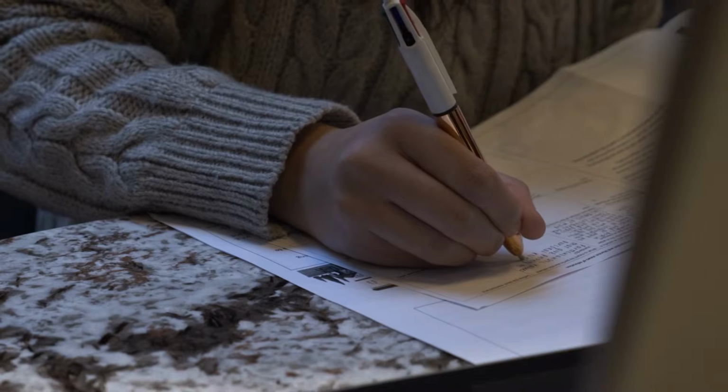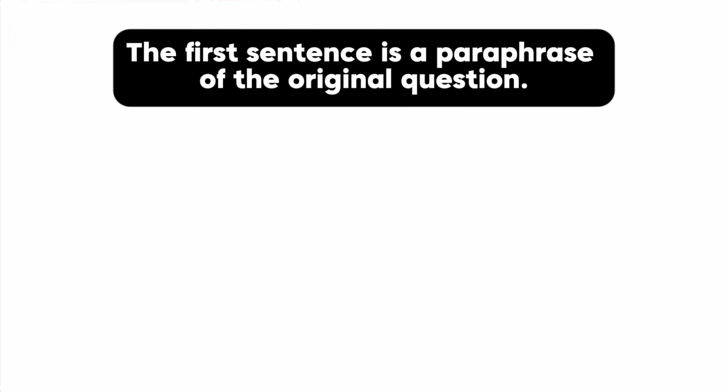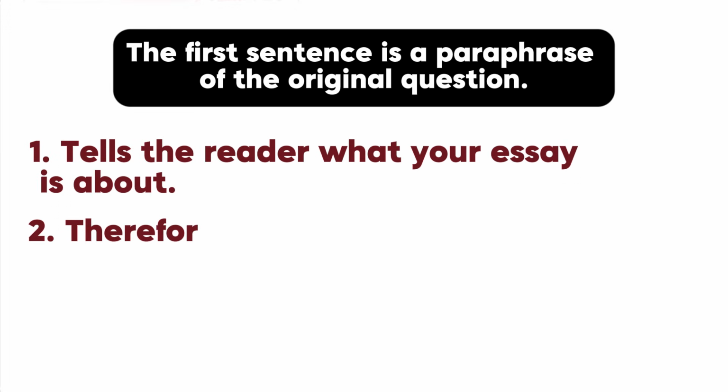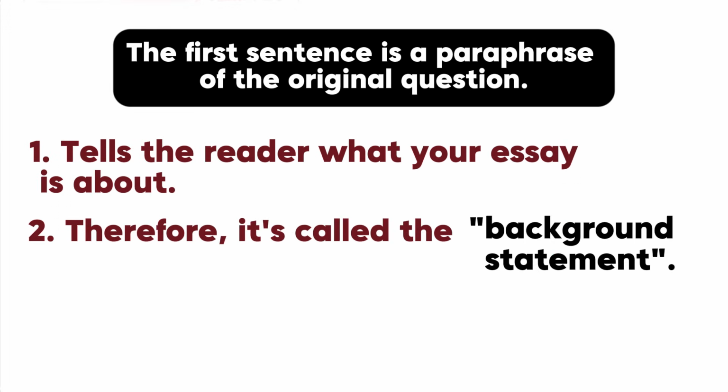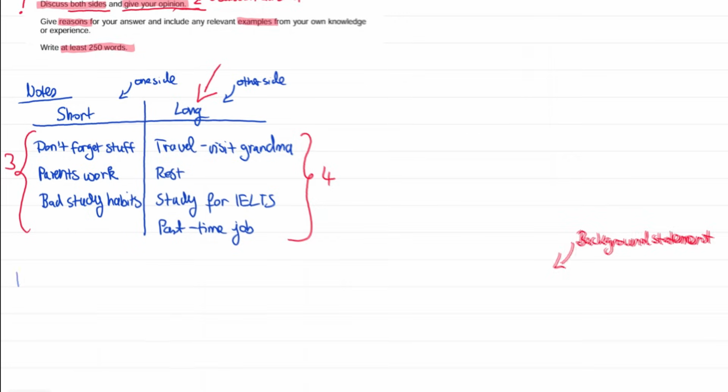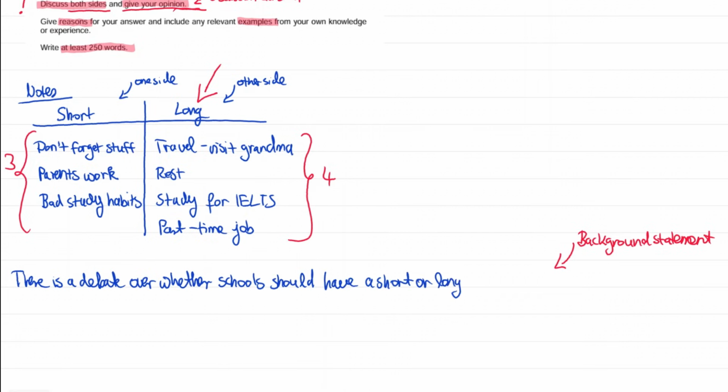Then start to write the essay. The first sentence is a paraphrase of the original question. It tells the reader what your essay is about, and therefore it's called the background statement. It doesn't have to be long. Just introduce the topic to someone who doesn't see the question. Here's my paraphrase. There is a debate over whether schools should have a short or long summer break.